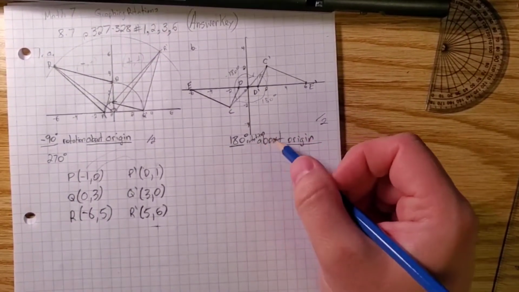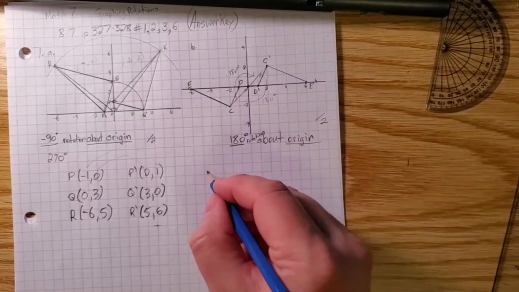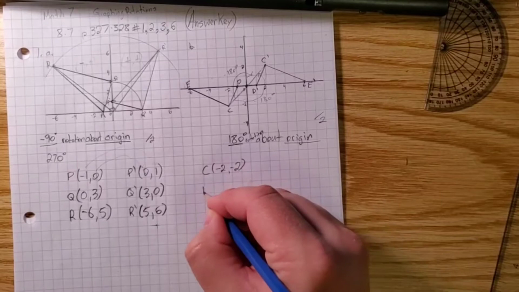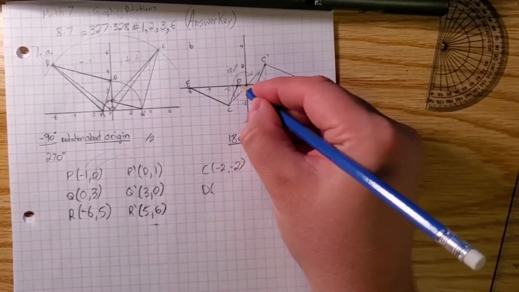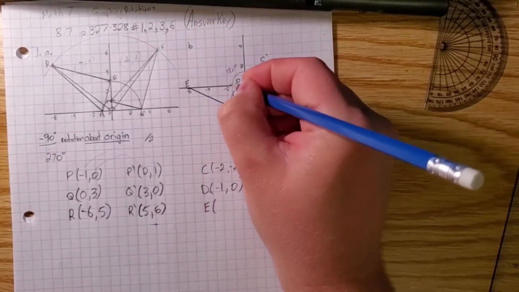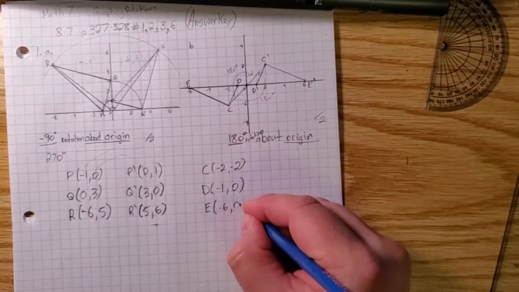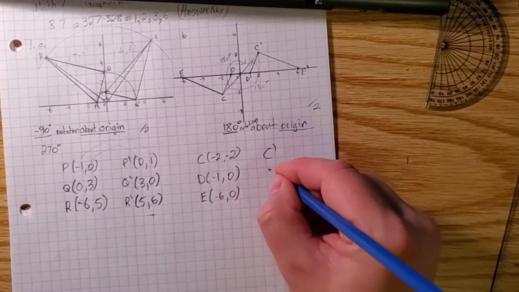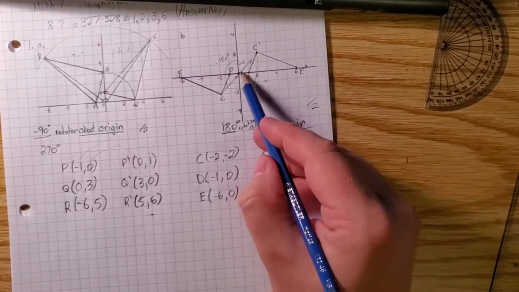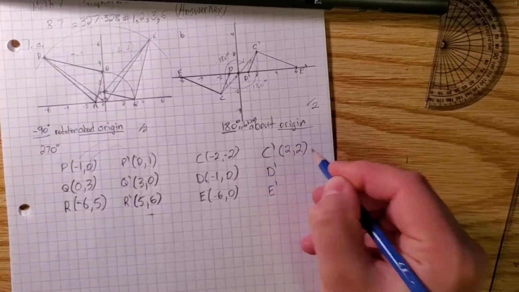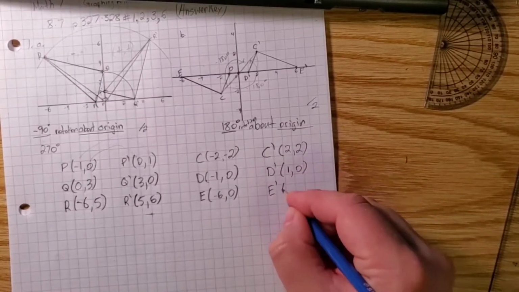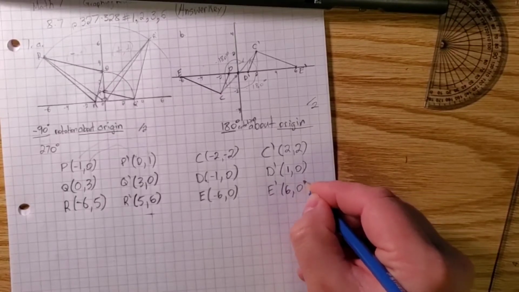Here, we've got a 180-degree rotation about the origin. Let's look at our points. C is -2, -2. D is -1, 0. E is -6, 0. These become C prime, D prime, and E prime. C prime simply becomes +2, +2. D prime becomes +1, 0. And E prime becomes +6, 0.